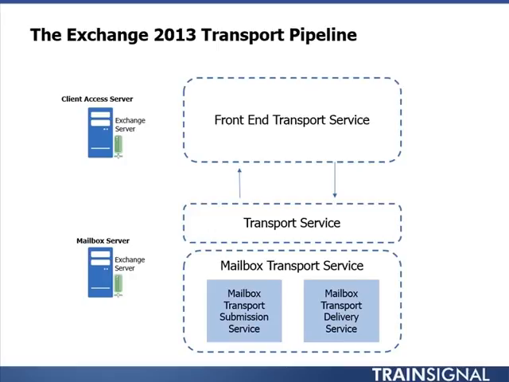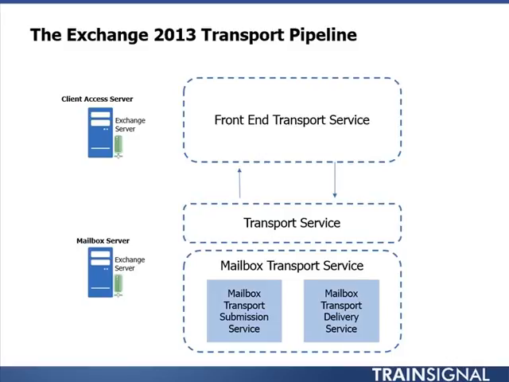So you can see here that the client access server handles the front-end transport service. On the mailbox server, there are two transport services: the transport service, and the mailbox transport service. The mailbox transport service has two different services connected to it, the mailbox transport submission service and the mailbox transport delivery service. Now, before mail goes into the mailbox database on a mailbox server, it has to travel along a lot of different lines and through a variety of different services, as you can see here.